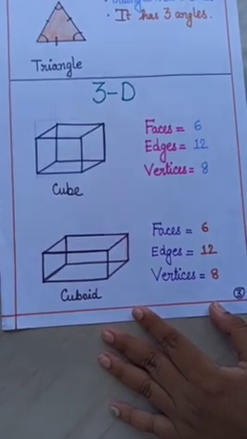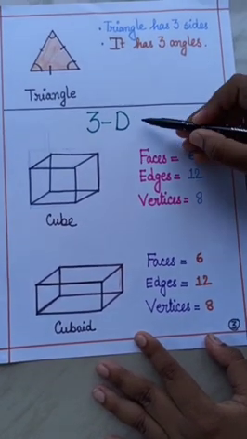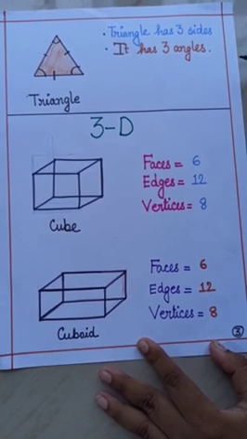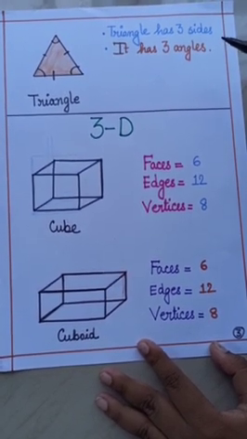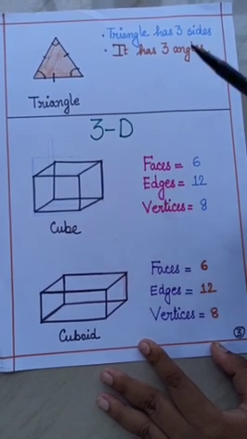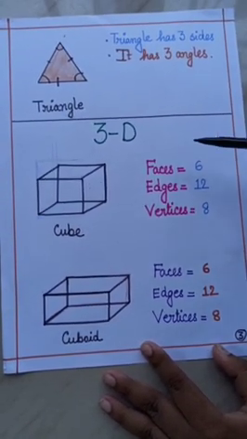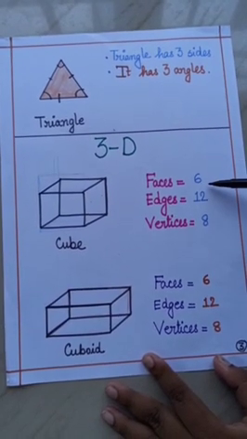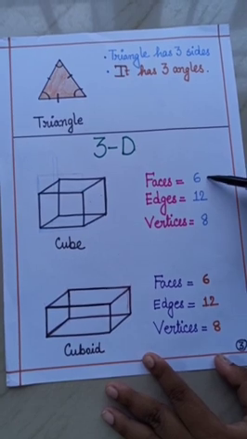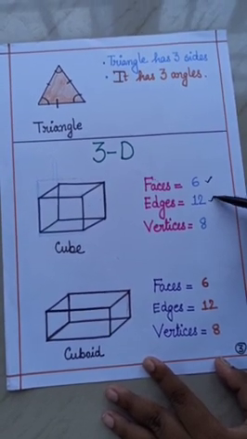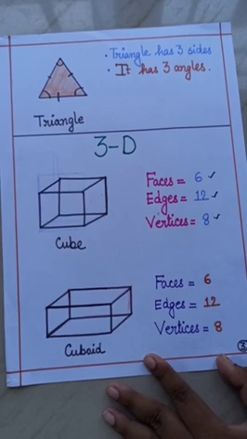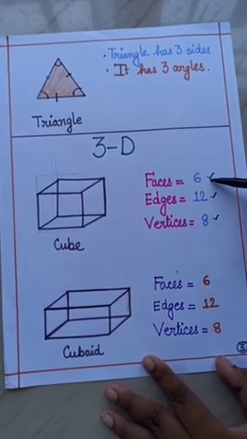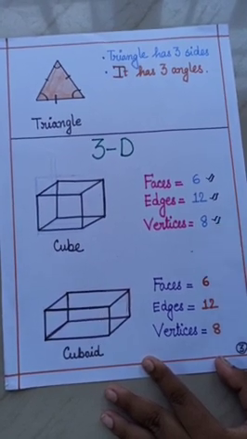Okay, now we will see some 3D shapes. We have seen earlier, 3D means three-dimensional. So the first 3D shape that we will see is cube. This one is a cube. A cube has faces, edges and vertices. So how many faces does a cube have? A cube has 6 faces, 12 edges and 8 vertices. So again, a cube has 6 faces, 12 edges and 8 vertices.